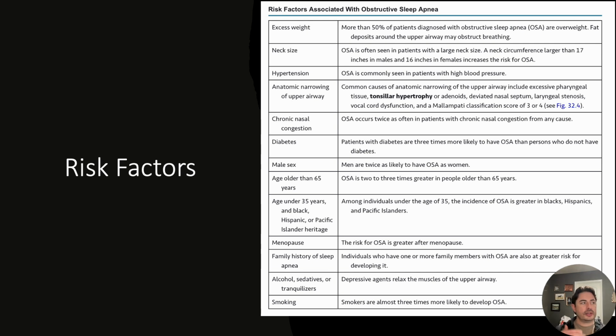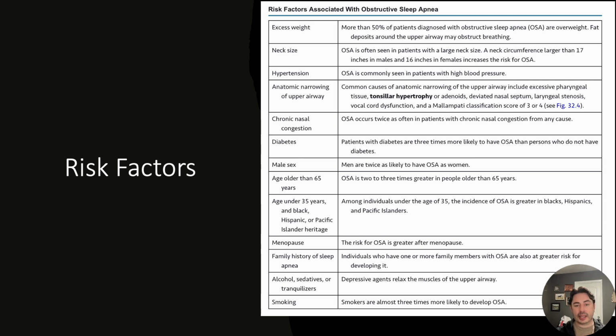And then you can continue to see some of the other ones, with anatomic narrowing of the upper airway when it comes to pharyngeal tissue, or enlargement of the tongue that we talked about, macroglossia. You can have tonsillar hypertrophy, which is abnormally large tonsils or adenoids. You can have a deviated septum, laryngeal stenosis, vocal cord dysfunction, and we'll talk about it in a slide coming up, the Mallampati score. We'll talk about that. Chronic nasal congestion, diabetes.